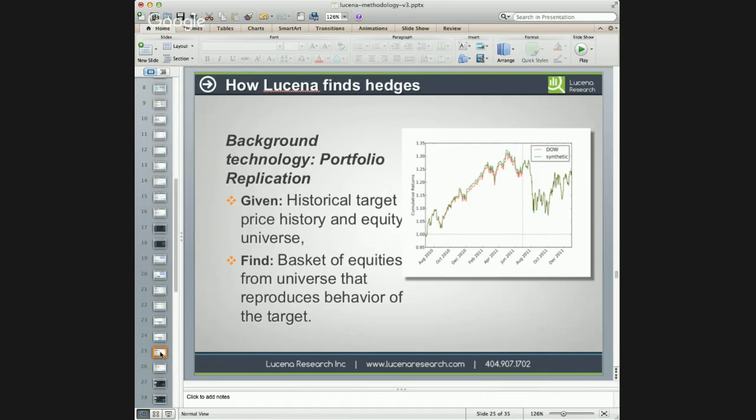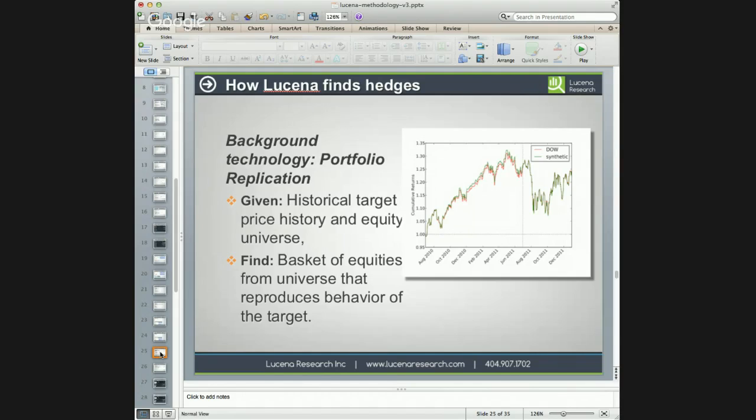First thing I need to tell you about is this underlying technology, algorithm is a better term, that we call portfolio replication. So here is the problem that we present to our portfolio replicator. We give it a historical time series, historical prices over time, and then we ask it, it doesn't know what's in that portfolio, okay, figure out what's in that portfolio and what the allocations are.